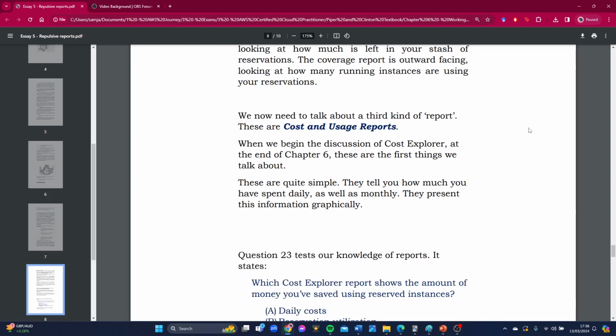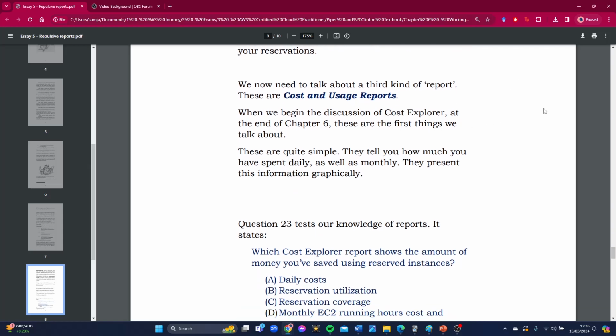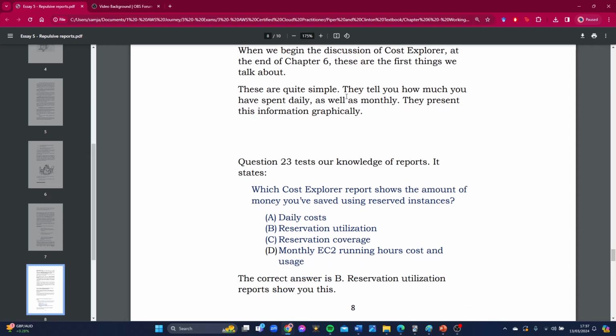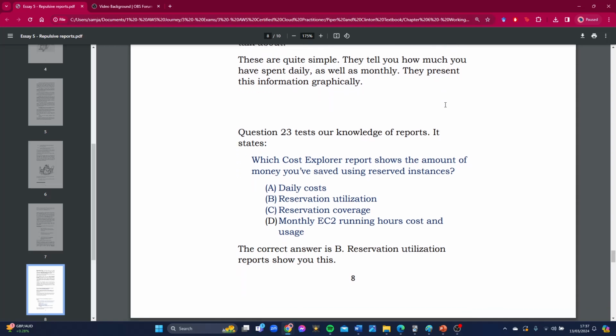We now need to talk about a third kind of report, cost and usage reports. And when we begin the discussion of Cost Explorer at the end of chapter 6 in this textbook by Piper and Clinton, these are the first things we talk about, cost and usage reports. And they're quite simple. They tell you how much you've spent daily as well as monthly. They present this information graphically.